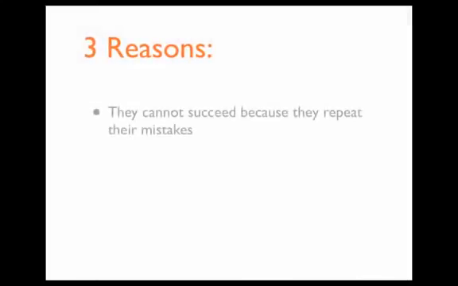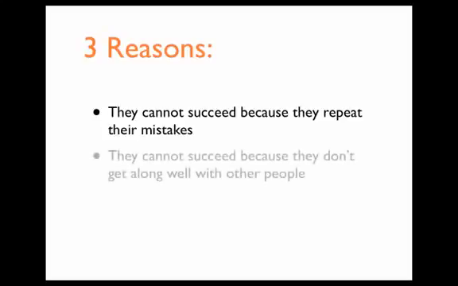Number 1. These people cannot succeed because they repeat their mistakes. Does it sound about right to you? Yeah, it only stands to reason that people who cannot accept criticism very well are unable to succeed because they repeat their mistakes. Makes sense. Now, the second one is going to be a little bit harder to come up with, and every subsequent reason that you come up with is going to be a little bit harder because you're going to have to think a little bit harder, but it's okay.